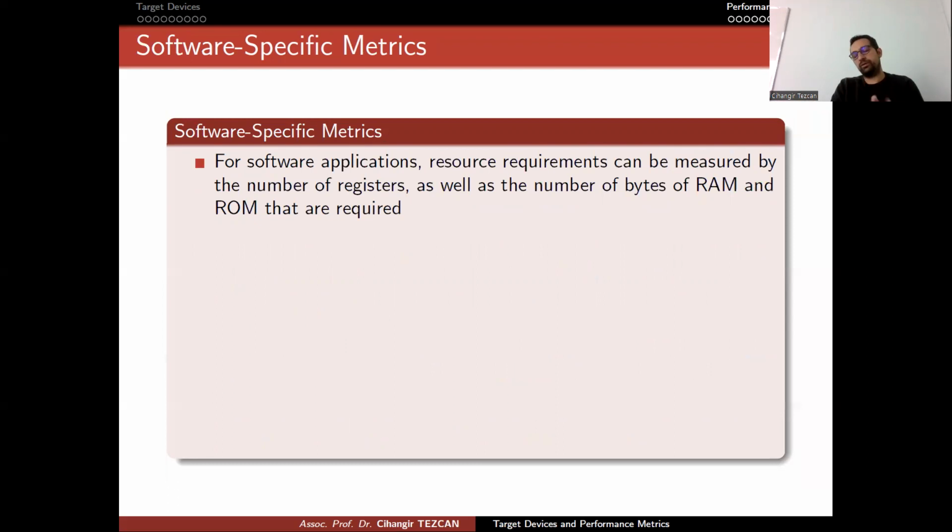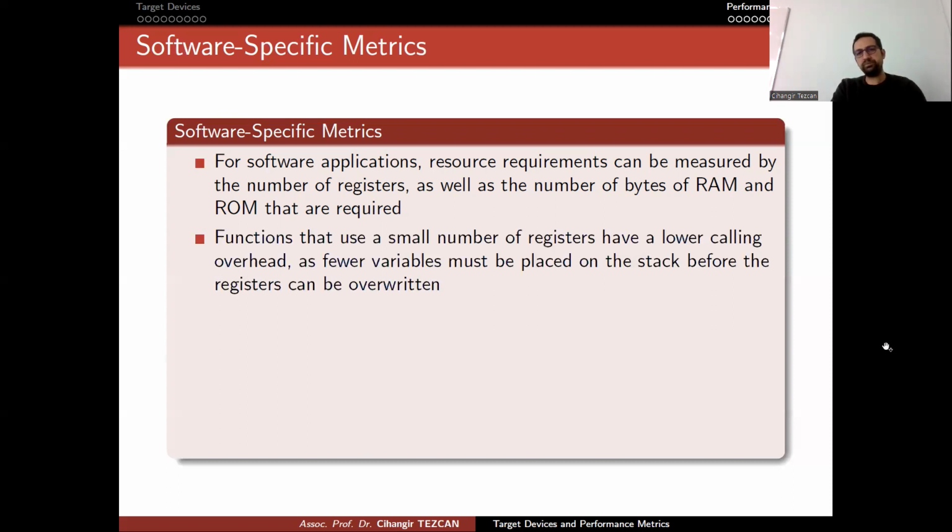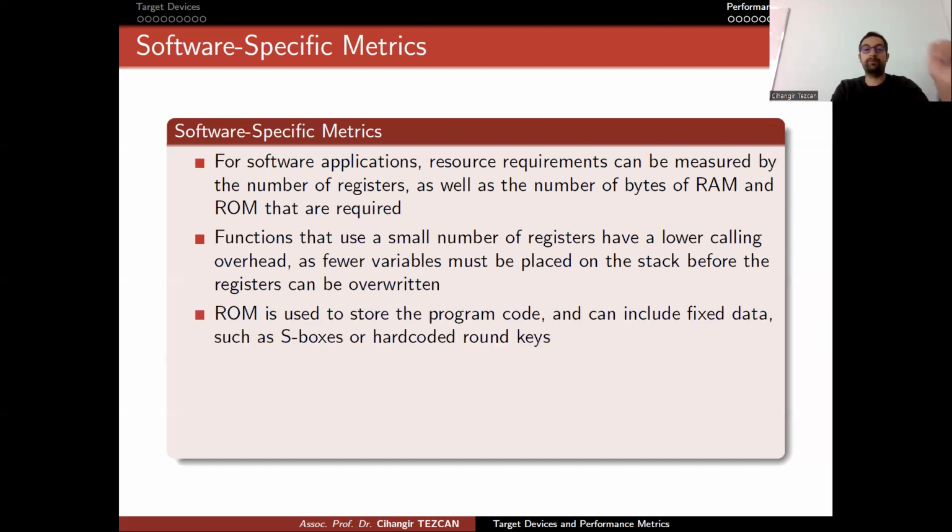People are used to writing code for the CPU, so generally they don't bother with registers. But if you are familiar with GPU programming, there you have a very limited number of registers, so you are familiar with how to use them. For very small devices, registers become important because you have a very small number of them. Functions that use a small number of registers have a lower calling overhead, as fewer variables must be placed on the stack before the registers can be overwritten.